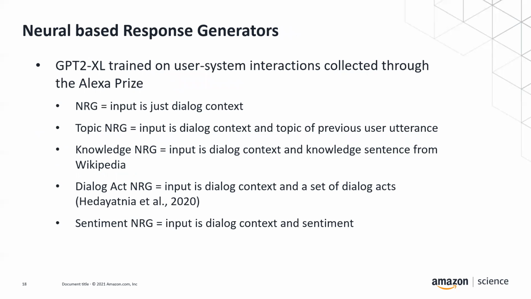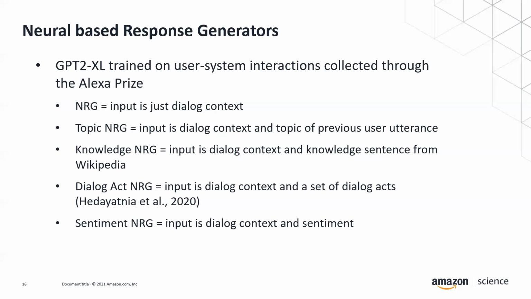And then we have neural response generators. They're all GPT-2 XL models trained on user system interactions collected through the Alexa Prize. So we have a variety of different neural models. The first is just taking in the dialog context as input. The second we call topic NRG, which takes in, in addition to the dialog context, the topic of the previous user utterance. And this topic can be like movies, sports, politics, and it's represented as some discrete token and then sent in as input to try to control the system response and try to generate something that's on topic.